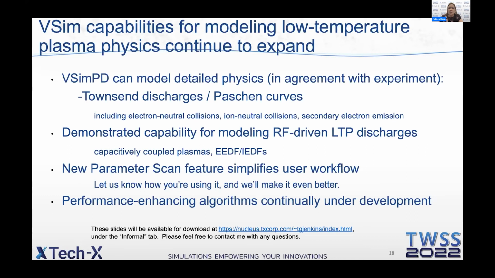The first question is, how does the Paschen model change when the ionization rate coefficient depends upon E over N?